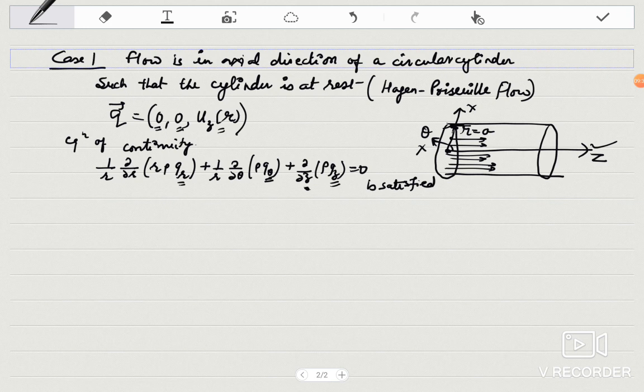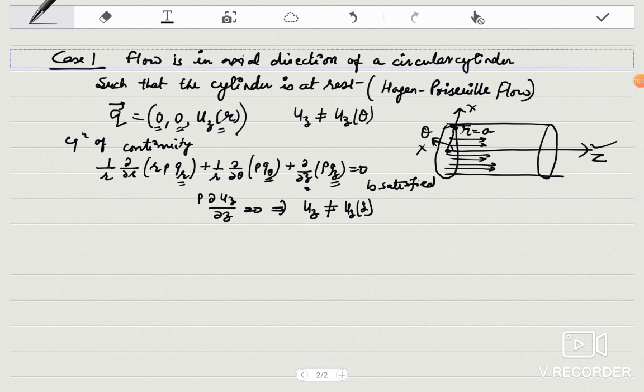In another way, you can verify whether uz is a function of z or not. First of all, I have already said that uz is not a function of theta, because there is axial symmetry and velocity does not depend upon the transverse direction. So if I put the values of qr, q theta and qz, I get rho outside, delta uz/delta z is 0, which again shows that uz is not a function of z. So finally your velocity is a function of r only.